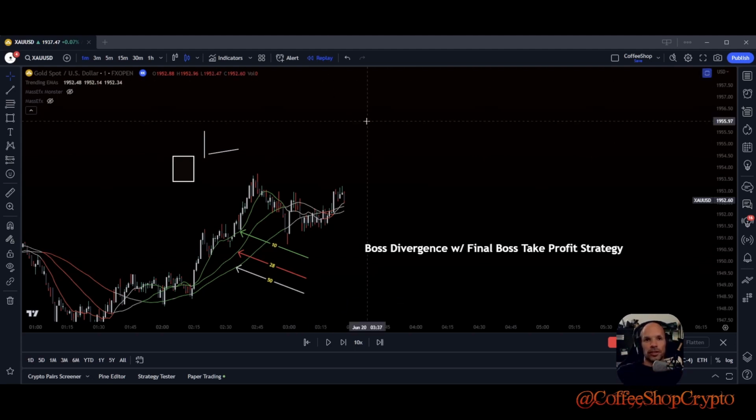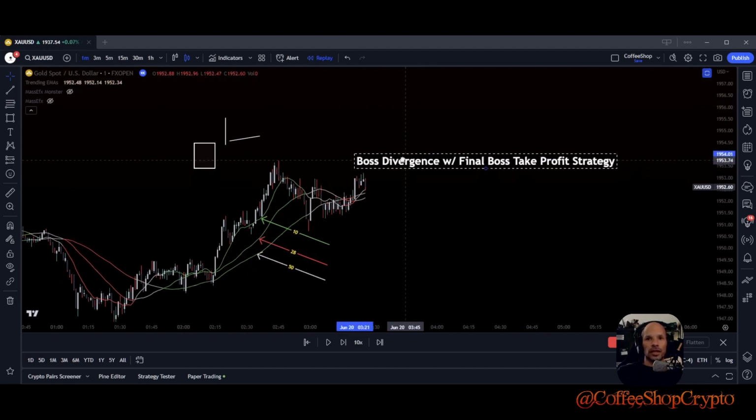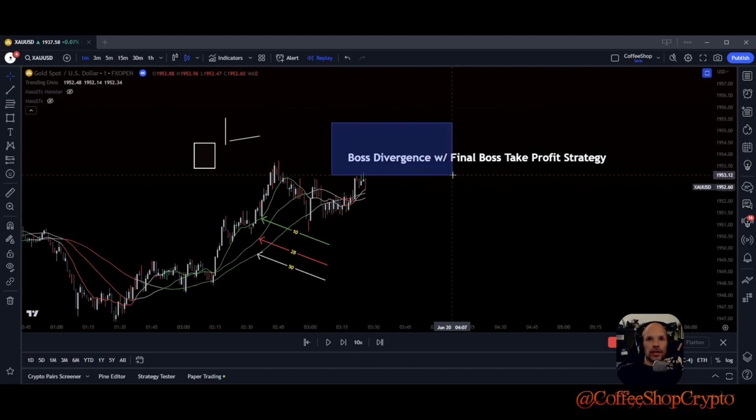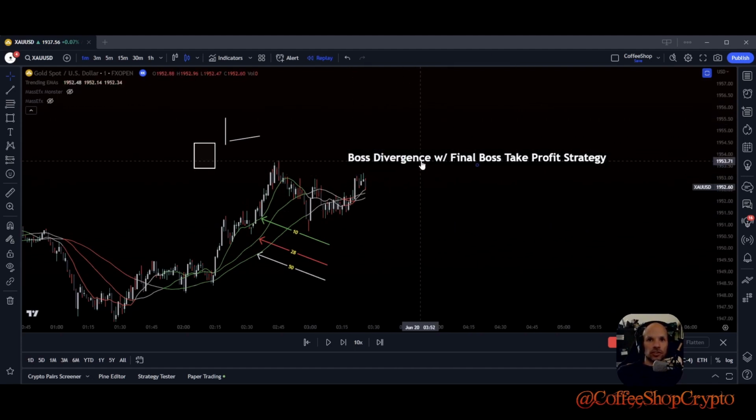So here's a write-up, okay? And by the way, I call this my boss divergence with final boss take profit. Why? Because this is using the strategy of trading divergences like a boss, right? But also the final boss is where you take your profits. You're going to beat the final boss. You will get all the way to the end and exit with profit.